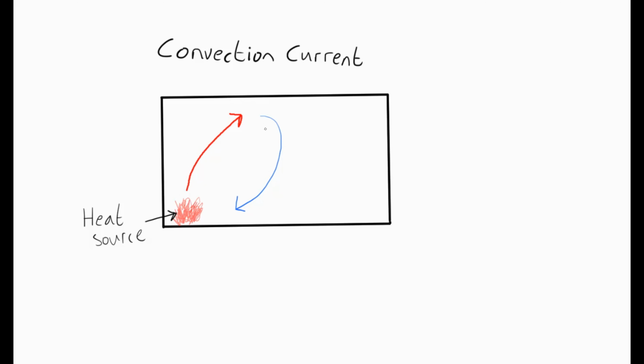Now this can happen in a gas like air, it can also happen in a liquid. It couldn't happen in a solid because the particles are bonded together and are not free to move. So why does convection happen? Well, to understand convection, the first thing we need to do is go back to the idea of density.